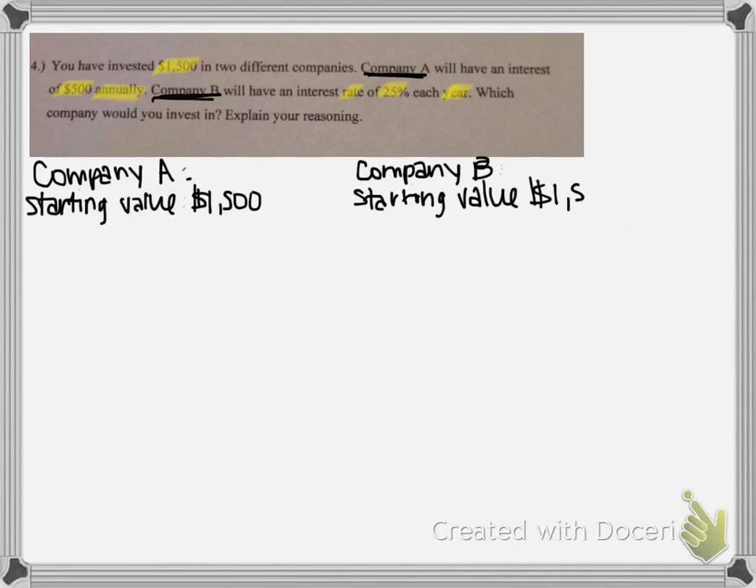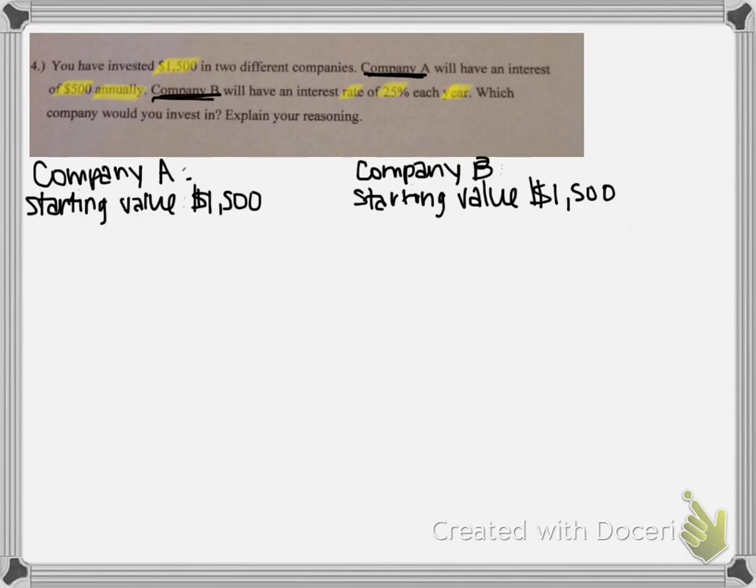Alright, so starting off, I talk about the principal or y-intercept, initial value. Since I invested $1,500 into both companies, that will be the starting value. So I'll just put starting value to be generic. It does not want to write for me on this side. There we go. Okay.